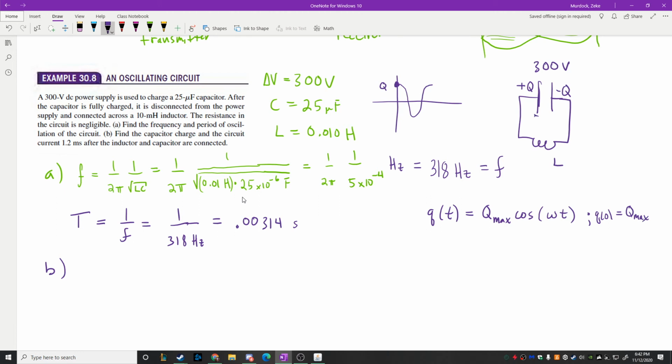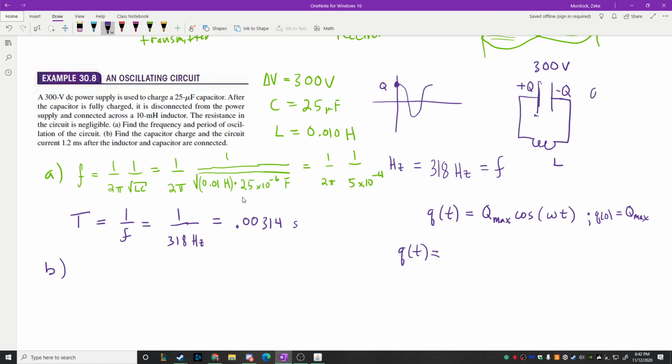Our goal is to find the capacitor charge and the circuit current 1.2 milliseconds after they're connected. So let's do that. When would we use sine? We could use sine here as well, but we would have to use a sine function that was shifted a little bit. So we do sine of omega t minus pi over 2, for example, or maybe plus. But the fact is that sine and cosine are really the same function. They're just shifted a little bit. So whichever one works. So let's plug in some values here.